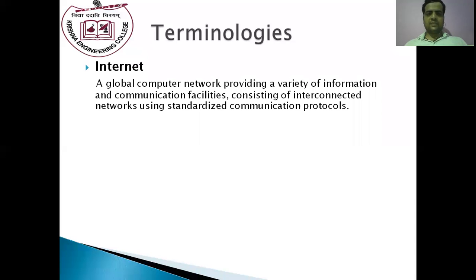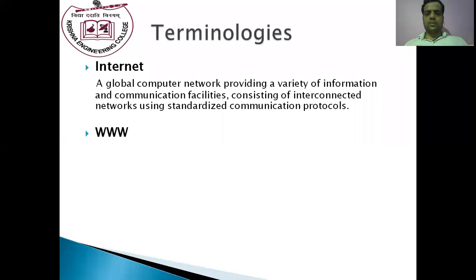Or in other words, we can say that it is a global computer network providing a variety of information and communication facilities, consisting of interconnected networks using standardized communication protocols. Or we can say that machines connected throughout the world is known as internet.